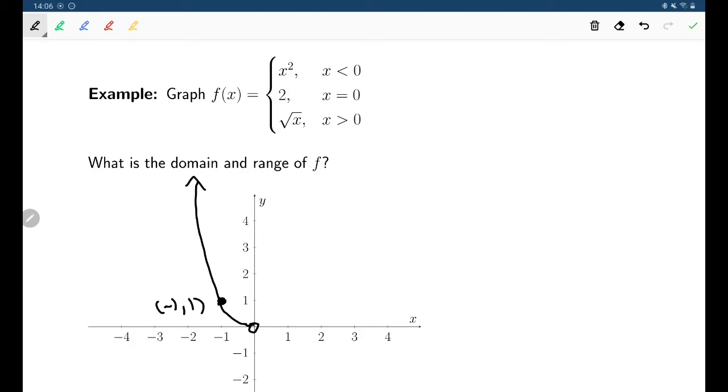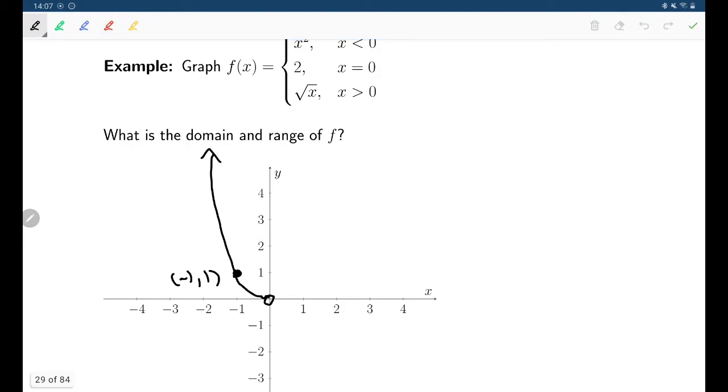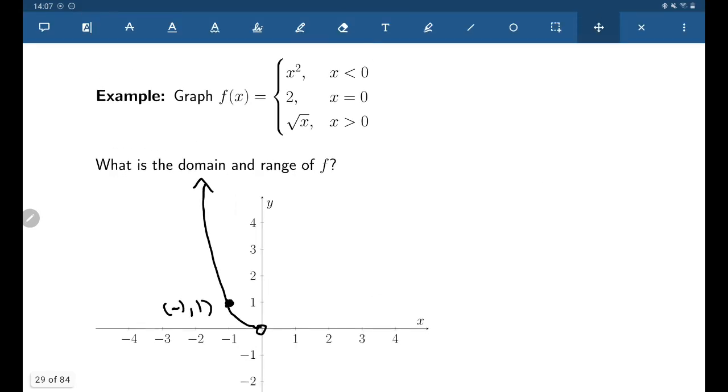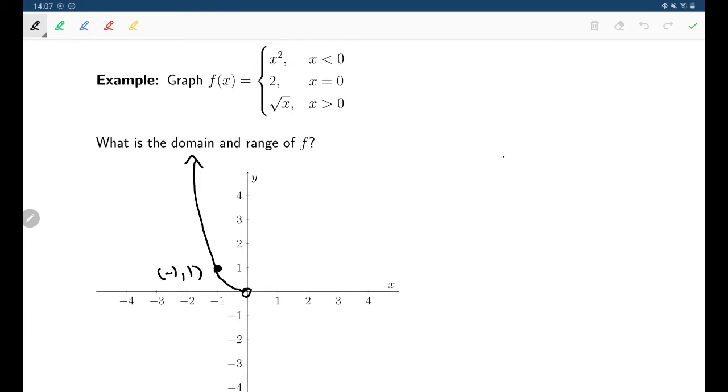There we go. Remember that I have an expectation for my graphing that any point that we plot should also be a point that you label, the only exception being points that are at the tick marks on the x-axis or the y-axis. So far, I've graphed the values of x that are less than 0. Notice also that at the origin, I drew a hollow circle, not a filled-in circle. The reason is that this x squared is happening when x is less than 0, not when x is less than or equal to 0.